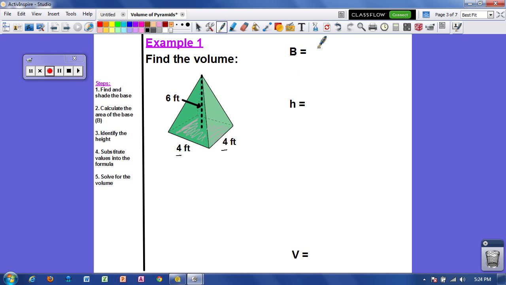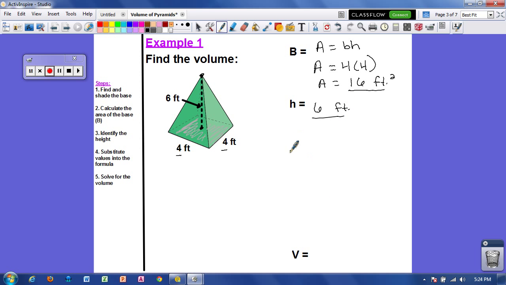And if I have a rectangle, I know area equals base times height. And actually, since it's 4 on all sides, this is actually a square. But it's still area equals base times height, so area equals 4 times 4. So the area of the base equals 16, and that would be feet squared. So our big B is 16 feet squared. Now for the height. I am just looking for the segment from the apex to the base, and that measures 6 feet.